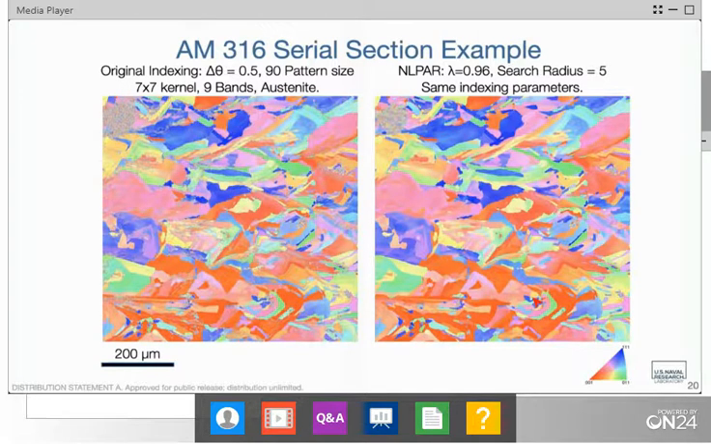So I'll just leave it at that. But right now, qualitatively, it looks very encouraging.